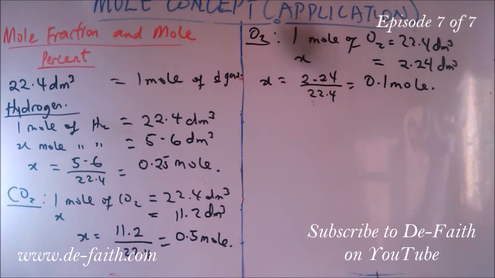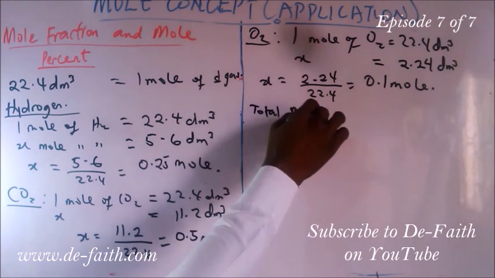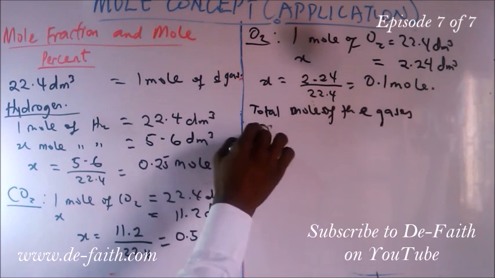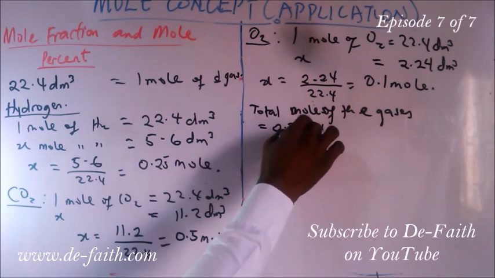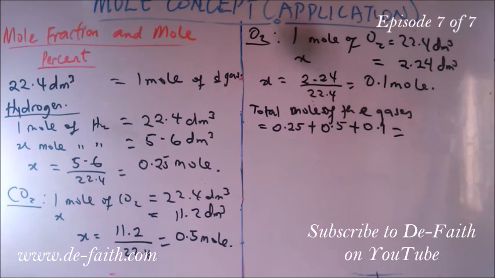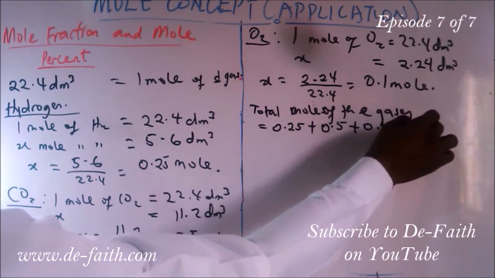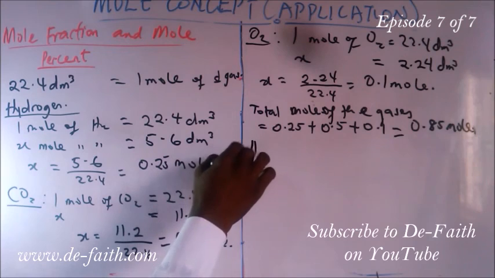Now that we have known all the number of moles of the gases, next we would add all the gases together. So we have that the total mole of the gases will be equal to 0.25 plus 0.5 plus 0.1, and that would produce 0.85 mole. Now we can get the mole fraction, and so we start with hydrogen.